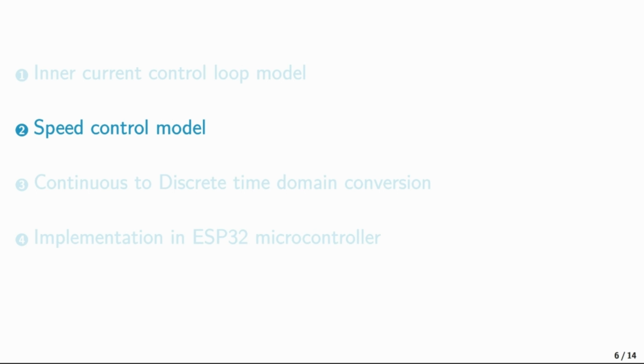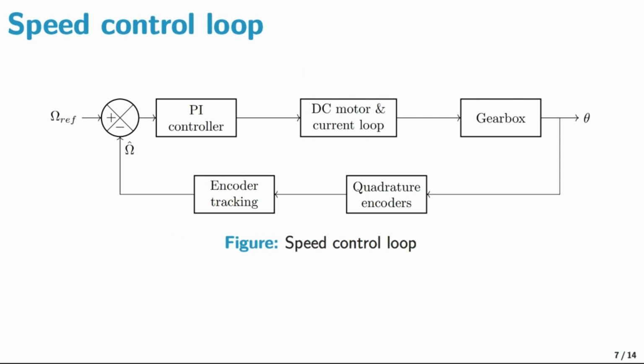Now that we have reviewed the current loop, let's move on to the speed control of the motor. The speed control loop is shown in this slide. Here, the DC motor and its current loop form the inner system we just discussed. The speed controller acts on the difference between the reference speed and the measured speed to adjust the armature voltage accordingly.